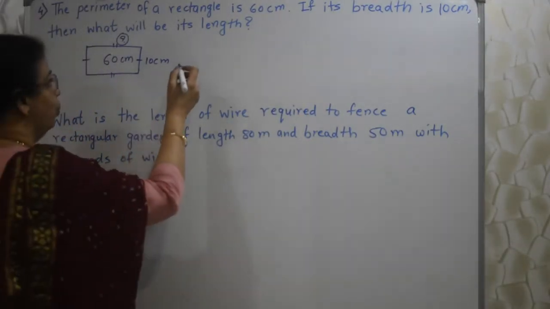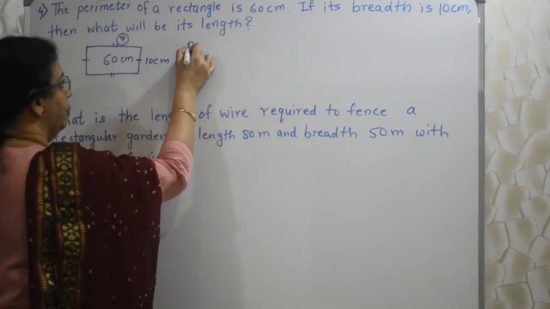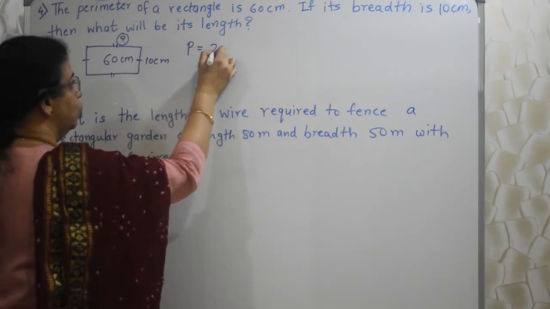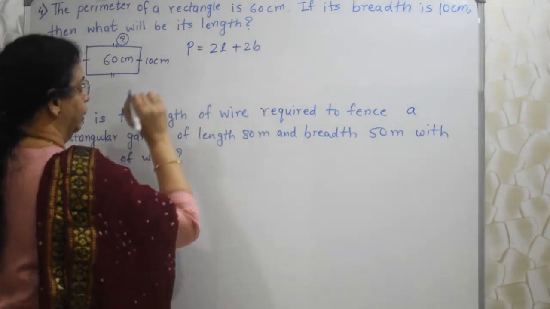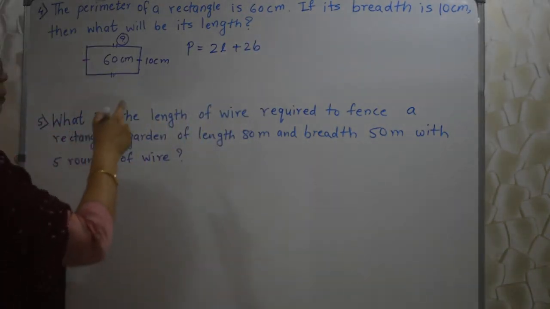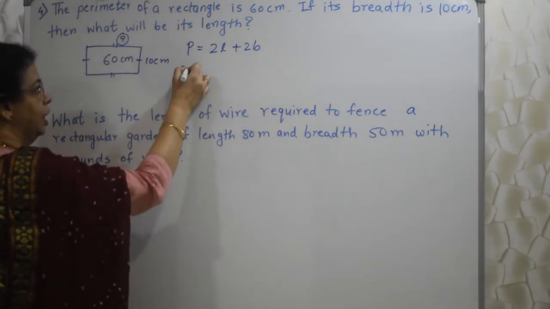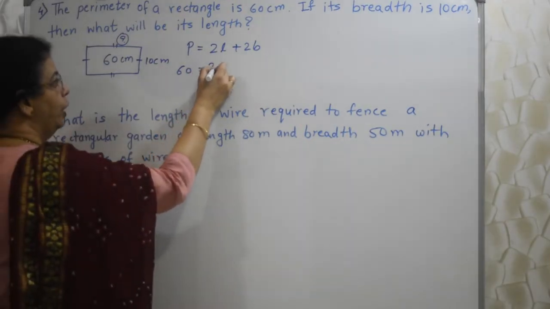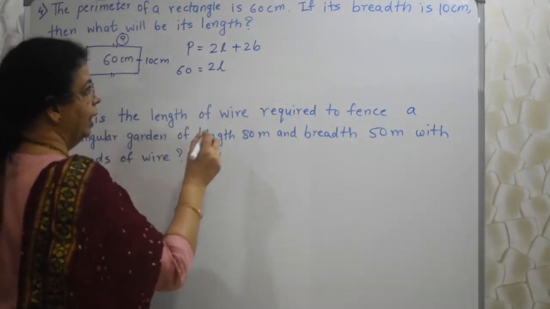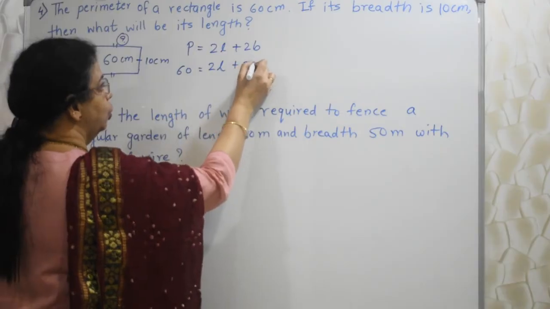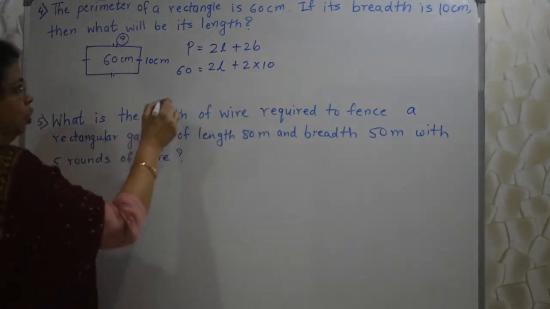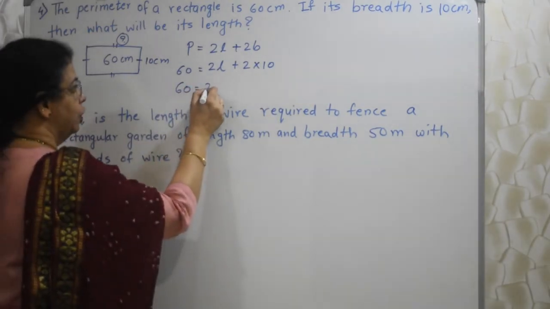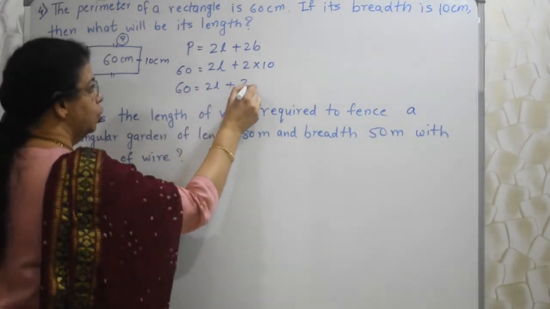Okay, what is the formula of a perimeter? Perimeter of a rectangle is 2 times length plus 2 times breadth. Right? Now perimeter is given to us, 60. Length we don't know, so we are leaving it like that, plus 2 times breadth, that is 2 into 10. So this is 60 is equal to 2L plus 20.